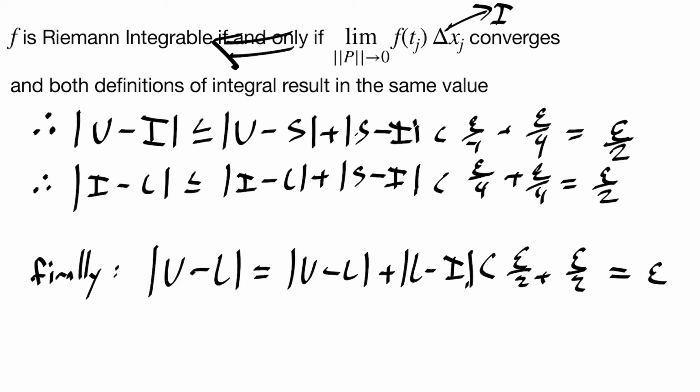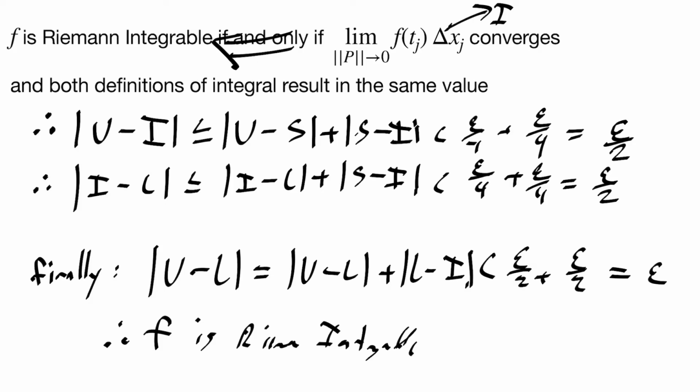So what did I do really? I said we know this converges to some number I, and so once we have that fixed number I, I can compare U to the sum taken with sample points, and then compare those sample points to I. So that lets me compare my U to my I value. Similarly, my L is close to my I value. So then L and U must be very close to each other. They must be within epsilon of each other. So therefore, f is Riemann integrable.